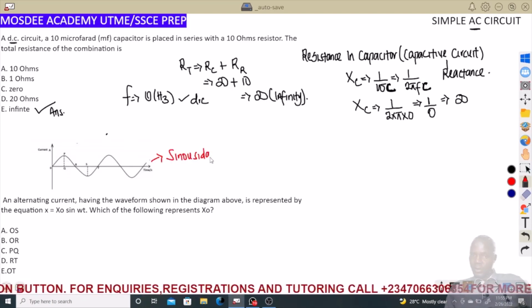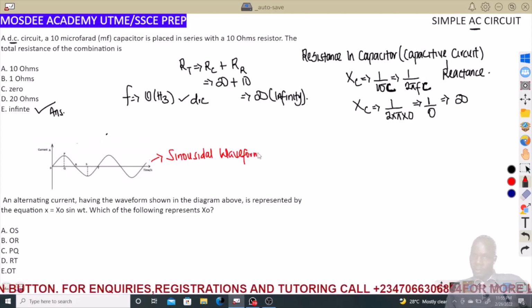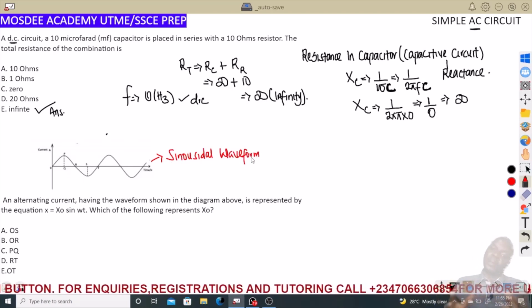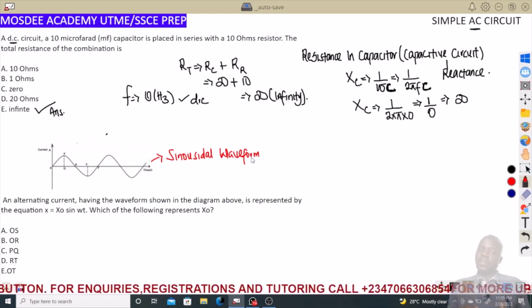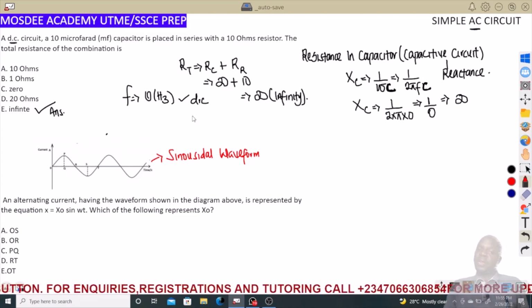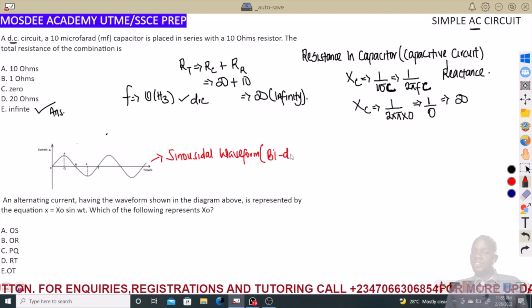Sinusoidal waveform, just like we've discussed with waves and oscillation. So it is more or less the same thing. I don't need to waste your time. We also have rectangular, and like I said, alternating currents are always bi-directional.